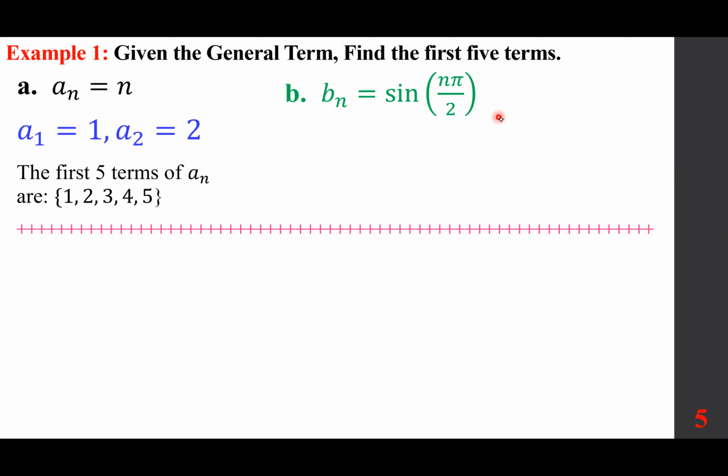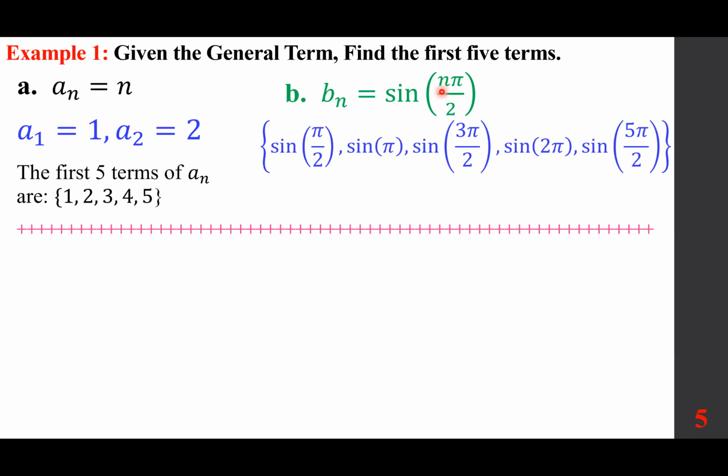What about here? The same thing. We want the first 5 terms. We're going to replace the n with 1, 2, 3, 4, and 5. When we do that, when n is 2, 2 pi over 2 makes it pi. When n is 4, 4 pi over 2 makes it 2 pi. And we need to know the functional value, the trigonometric functions. These are common arcs, the common arc of pi over 2 or 3 pi over 2. And for example, sine of pi over 2 is 1, sine of pi is 0, so on and so forth.